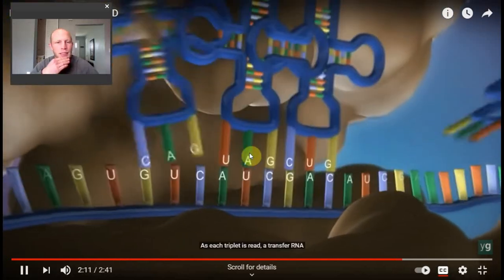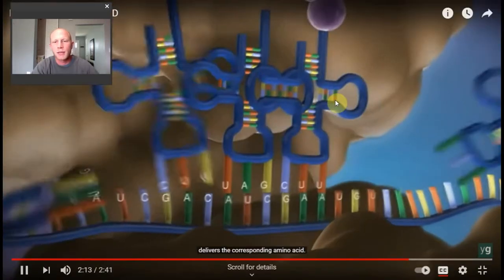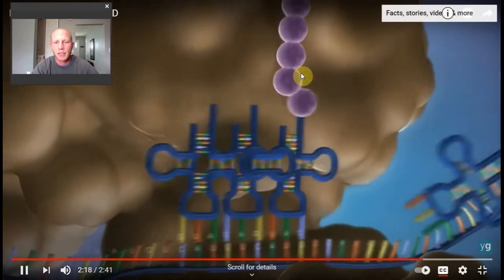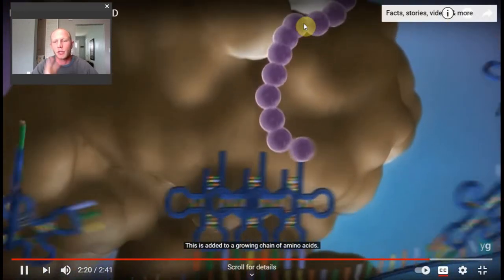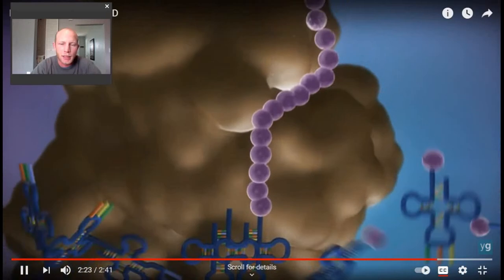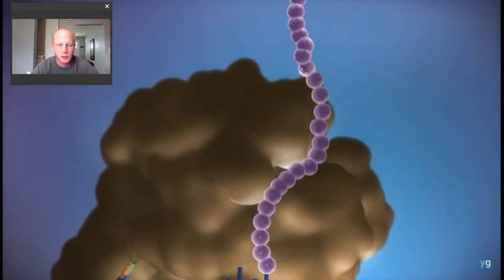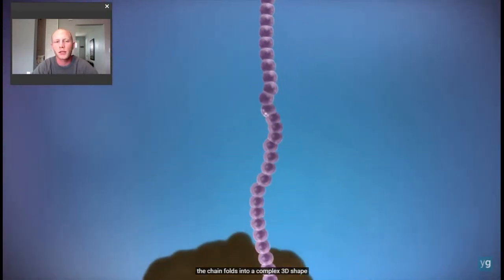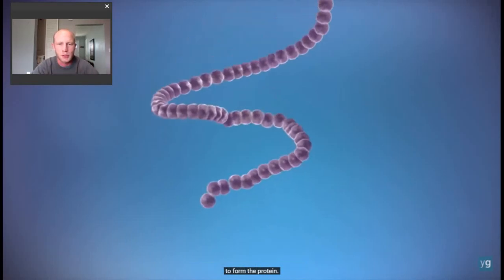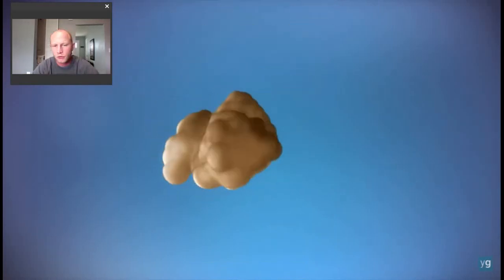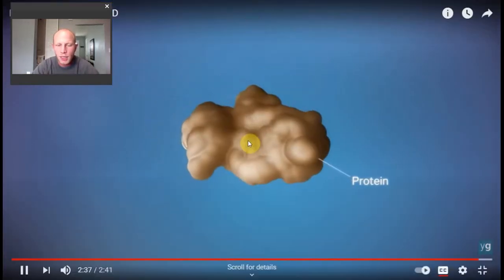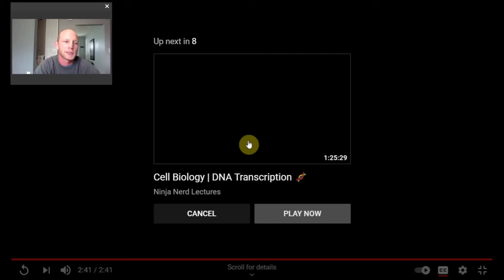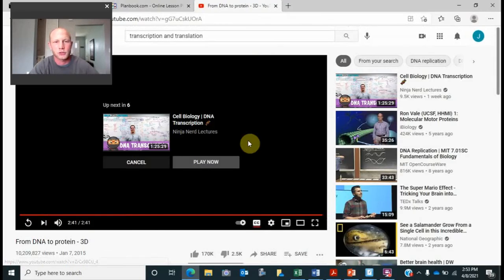Right? As each triplet is read, a transfer RNA delivers the corresponding amino acid. This amino acid adds another amino acid, and so this is added to a growing chain of amino acids. Again, a polypeptide is another name for a protein. They're the same thing. Once the last amino acid has been added, the chain folds into a complex 3D shape to form the protein. They'll start to fold, they'll start to form crazy shapes because the shape determines the function of what this protein does, or determines its structure as well.